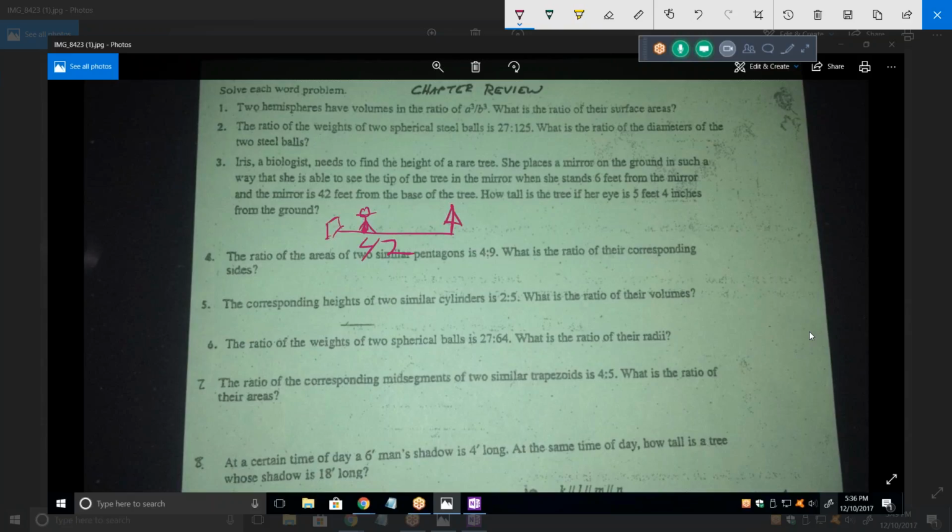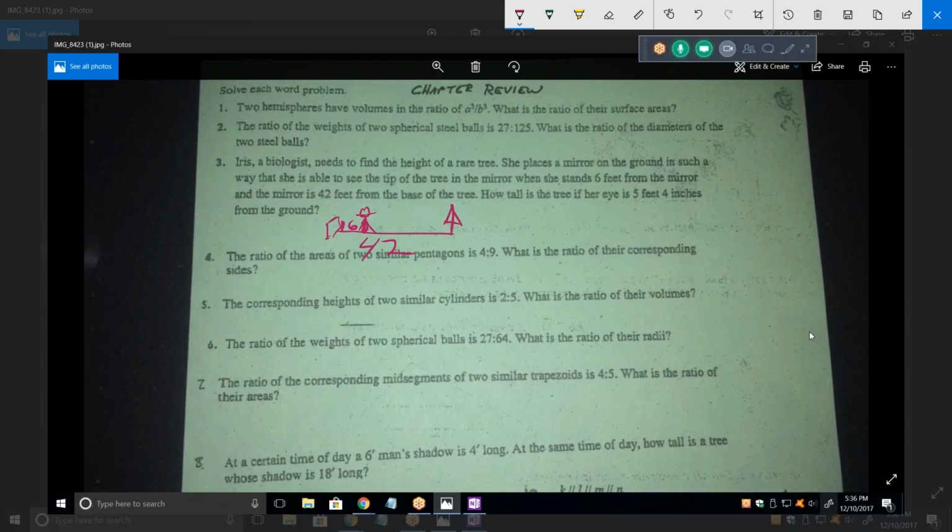Okay, do I have this? She can't be on the other side of it, right? It's got to be on this side of it. That's the only way she's going to see the tree. So it's 6 foot. She is able to see the tip of the tree in the mirror when she stands 6 feet from the mirror, and the mirror is 42 feet from the base of the tree. How tall is the tree if her eye is 5 foot 4 inches from the ground?